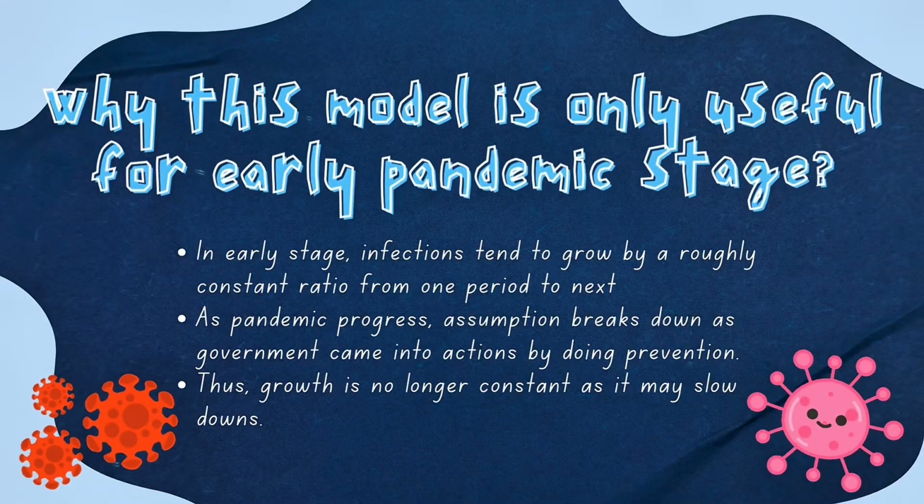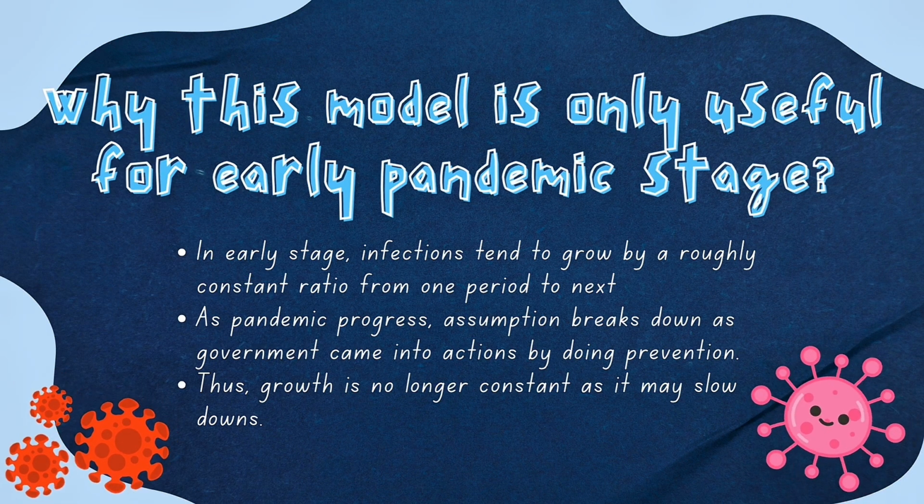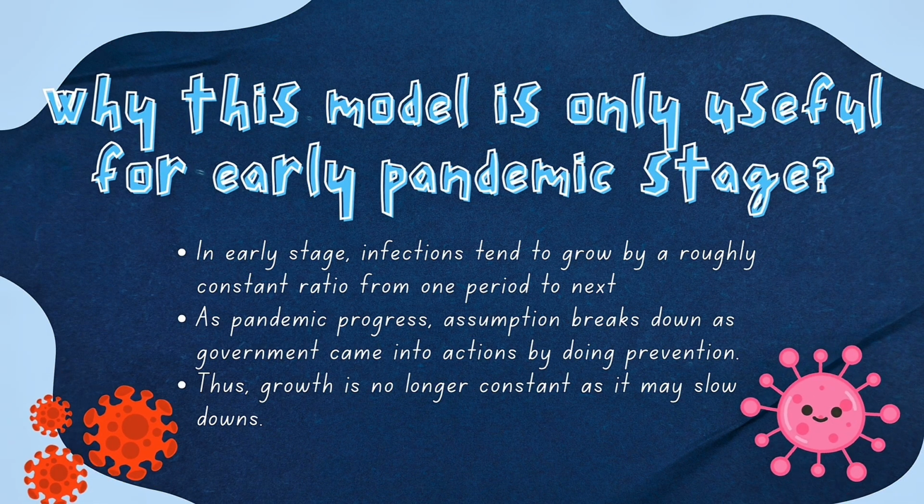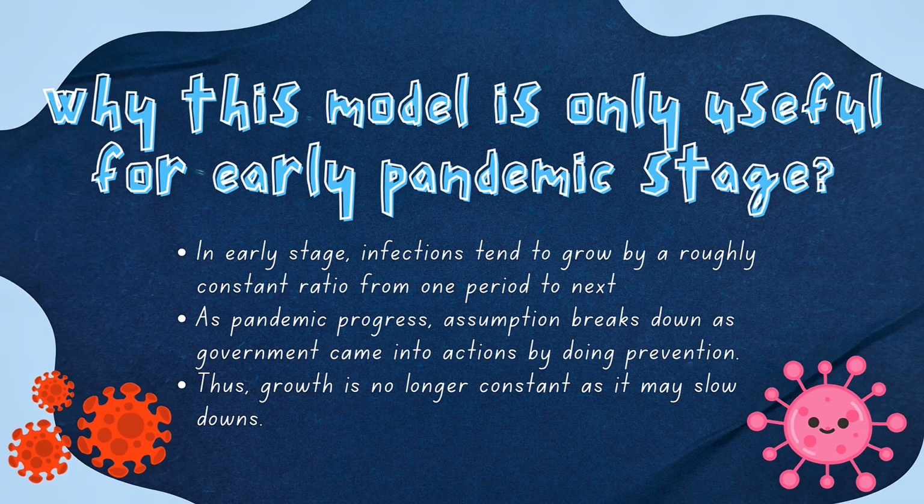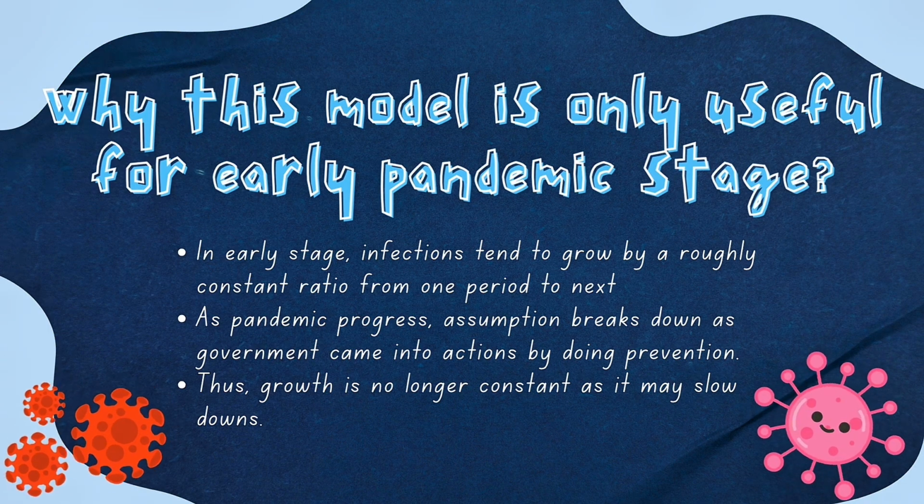You may ask why this model is only useful for early pandemic stages. Well, at the beginning, infection tends to grow by a roughly constant ratio from one period to the next. This happens when the whole population is susceptible. Under this condition, cases increase proportionally over time. Factors such as lockdowns reduce the effective transmission rate. Consequently, growth is no longer constant as it might slow down.